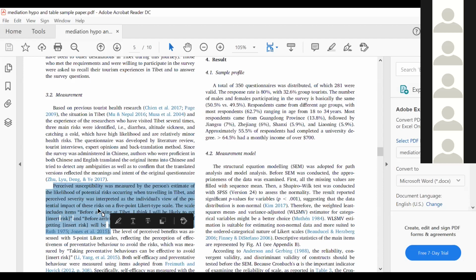Similarly, you will have to explain how you measure perceived benefits, health research, safety, whatever 7, 8 variables he had, you have to explain how you measured them through statements, through items, and it is not necessary that it has to be a statement.